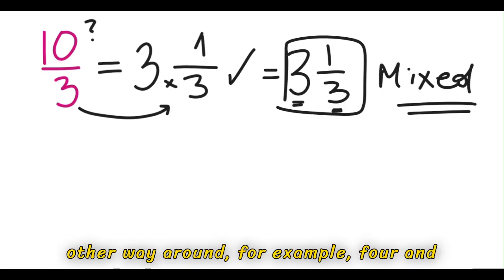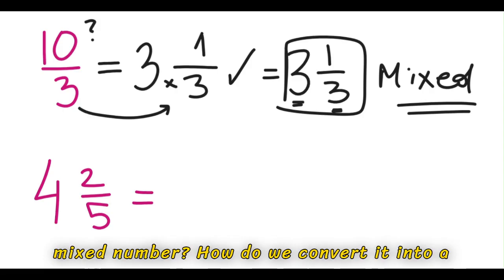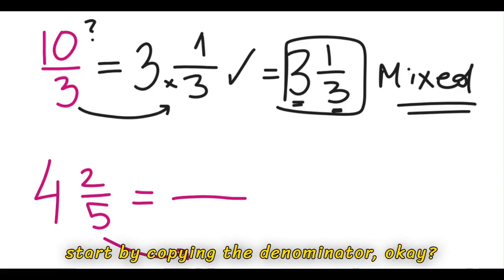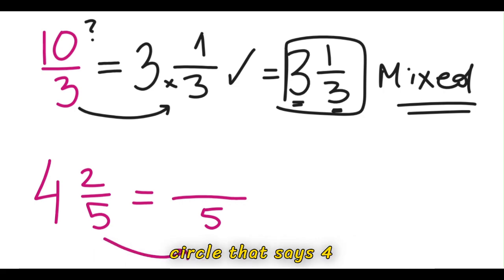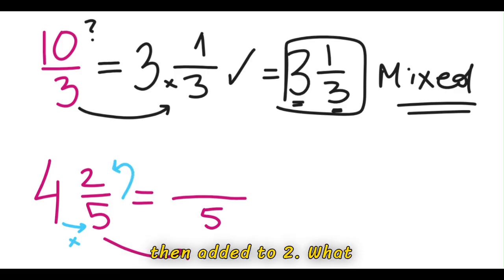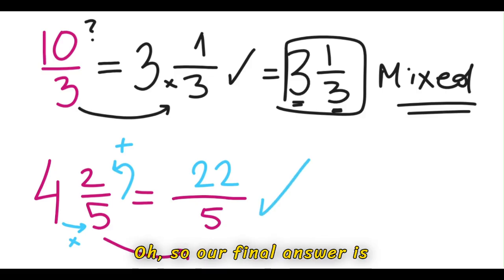Now, what if we have the other way around? For example, 4 and 2 over 5. How do we write this mixed number? How do we convert it into a fraction? It's pretty easy. We start by copying the denominator, okay? 5 remains 5. And then we have a circle that says 4 will be multiplied by 5 and then added to 2. What is 4 times 5? 20. 20 plus 2 is equal to 22. Oh, so our final answer is 22 over 5.